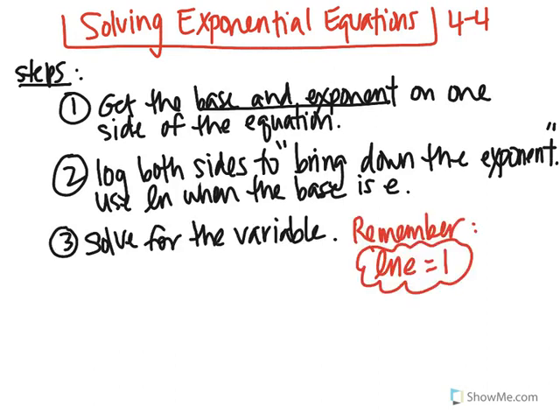Step 3: you're going to solve for the variable. And the big thing to remember is when you're using natural log, the natural log of e is 1. Remember, these are inverses of each other. Natural log is a log base e, and log base e of e is equal to 1. So natural log of e is 1, remember that.